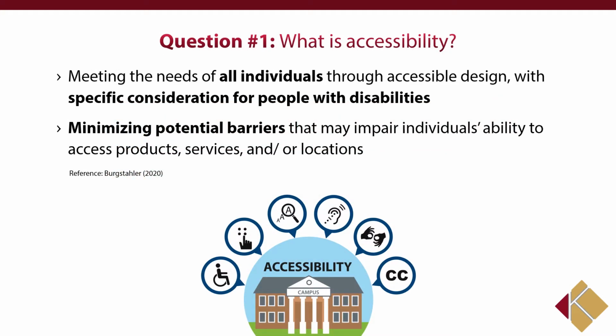So the first question is, what is accessibility? What that means is meeting the needs of all individuals through accessible design with specific consideration for people with disabilities. This is also going to involve minimizing potential barriers that may impair individuals' ability to access products, services, and/or locations.